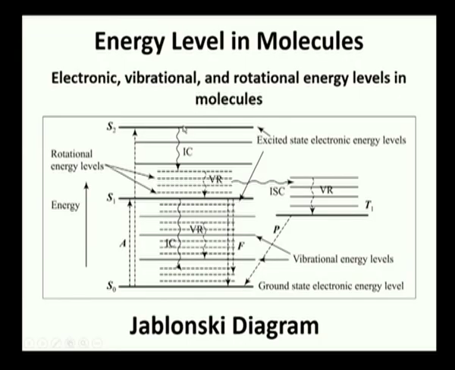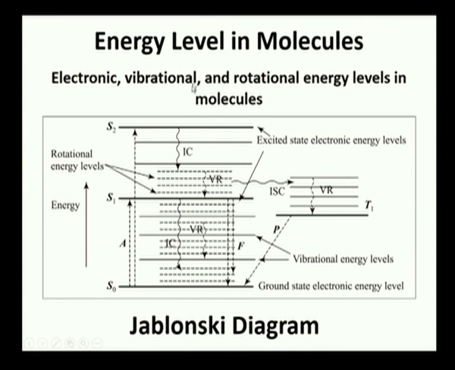I hope you have understood two types of emissions: radiative emissions, which are fluorescence and phosphorescence, whereas non-radiative emissions are intersystem crossing, internal conversions and vibrational relaxation, as you can see in the Jablonski diagram. Here you can see when the electrons get de-excited from the higher excited singlet states to the lower rotational energy levels, it is known as intersystem crossing, or it can get converted from the higher energy levels to lower vibrational energy levels, then it is known as internal conversion.